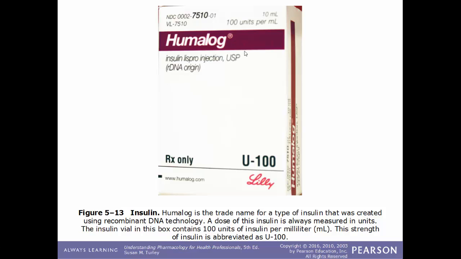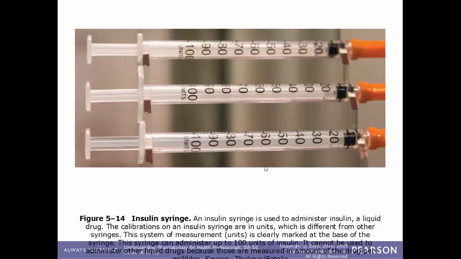And you can see here 100 units per milliliter indicated by this U100. Alright, in this image we have an example of an insulin syringe. When dispensing insulin, you'll be using a different type of syringe as opposed to what you would use for other types of liquid drugs. You can tell here at the bottom of the syringe, you'll have the word units.